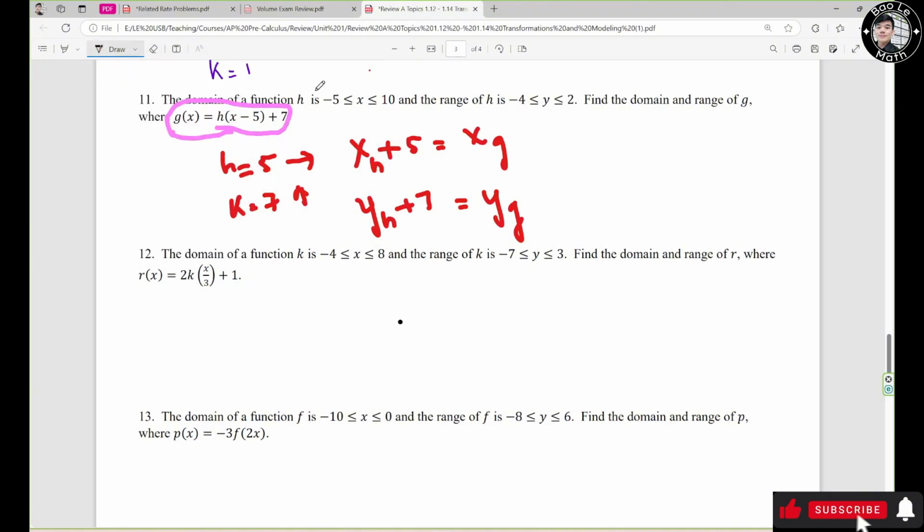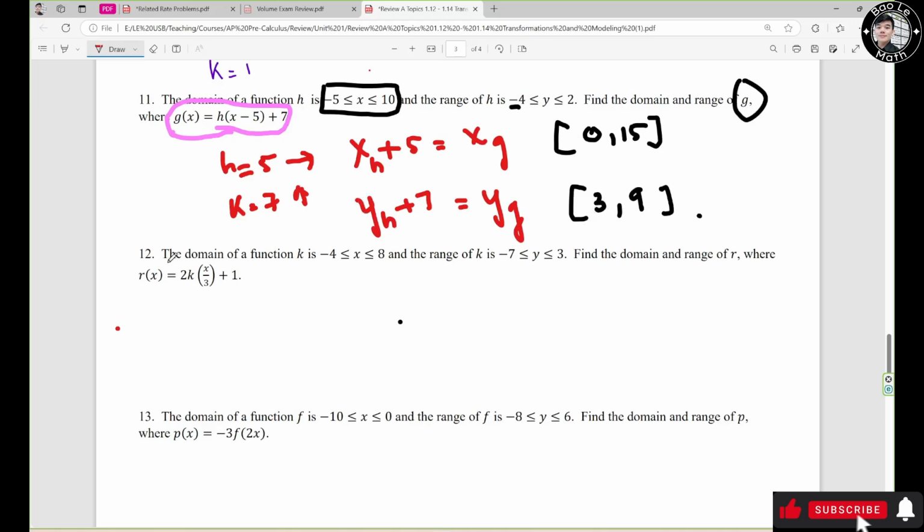Now the domain of the function h is given right here, right? So I just substitute negative 5 and 10 for sh right here. So I have hg is going to be from negative 5, substitute over here, negative 5 plus 5, it's 0. 10, substitute over here, it's going to be 15, right? Now the range, negative 4, substitute over here, it's going to be 3, right? 2, substitute over here, it's going to be 9, right? Now let's move on to question number 12.